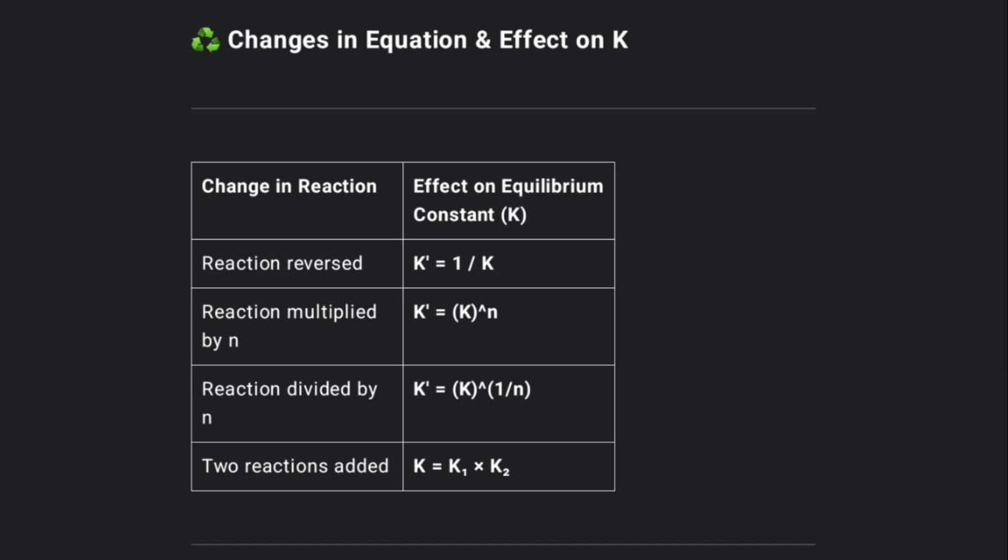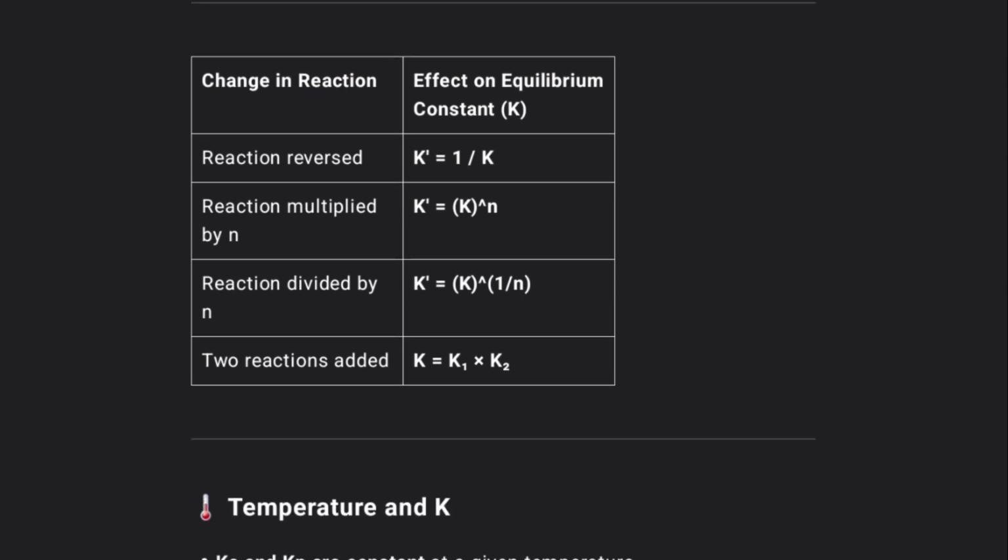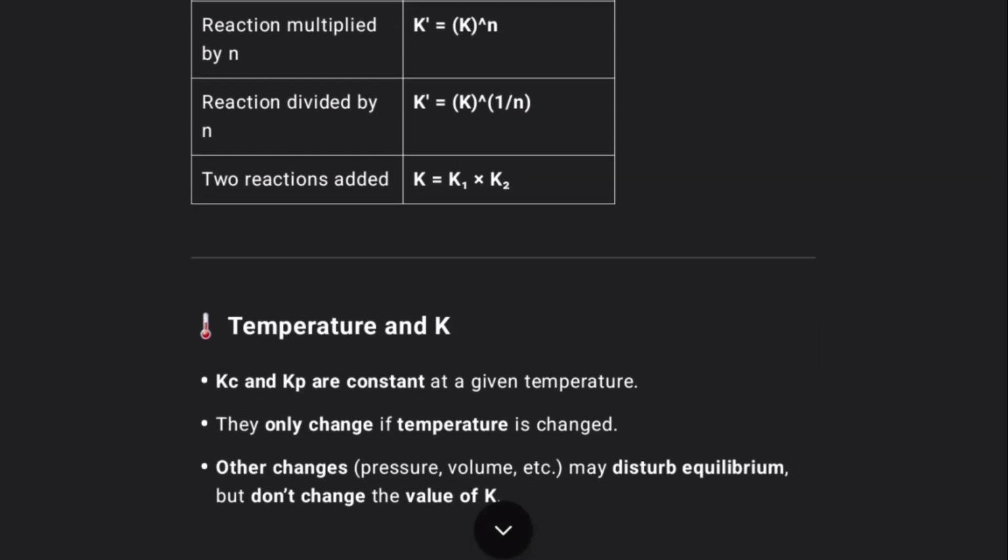Kc and Kp are constant at a given temperature. They only change if the temperature is changed. Other changes, such as pressure and volume, may disturb equilibrium, but they don't change the value of K.